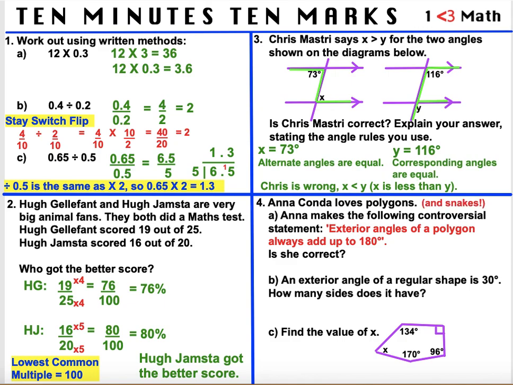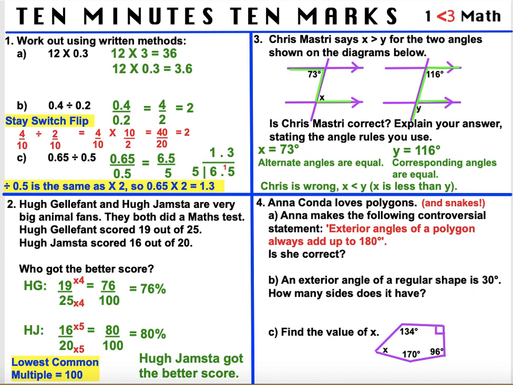So, jumping on to question 4 now. Anaconda loves polygons and snakes. Part A. Anna makes the following controversial statement. Exterior angles of a polygon always add up to 180 degrees. Is she correct? Now this is a rule that you need to know.